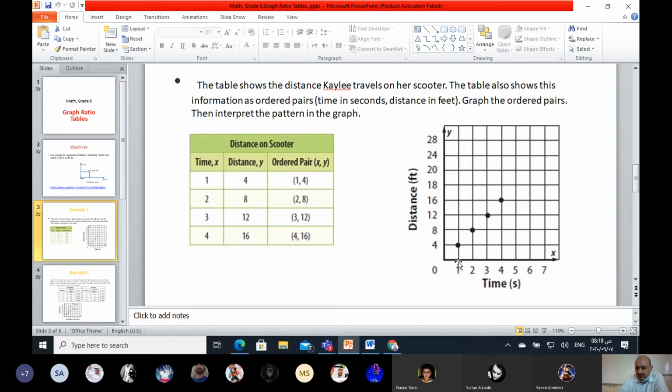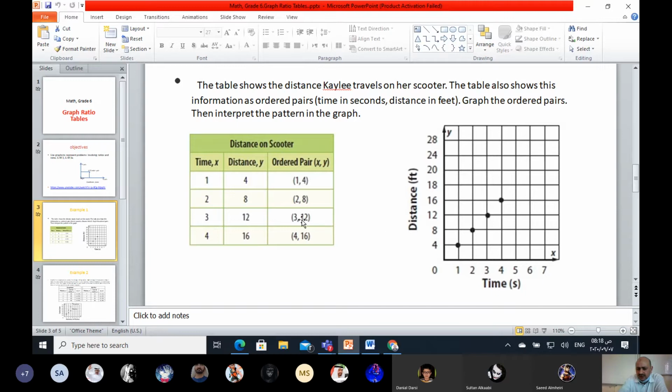Draw a line from 1 and from 4. The intersection between the two lines will be in this point. So this point, this pair, means 1 in the x, 4 in the y. The second point, we have 2 in the x, 8 in the y. Draw a line from 2 and from 8. Here is the intersection between them. This is the point (2, 8).